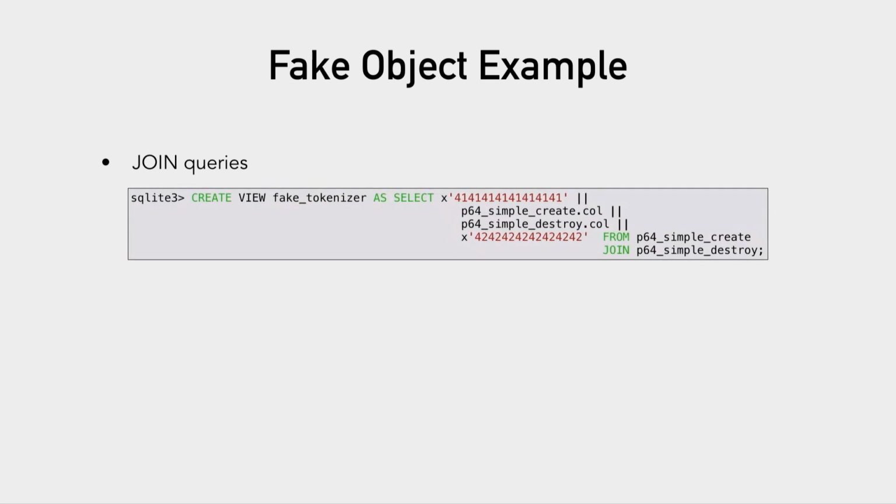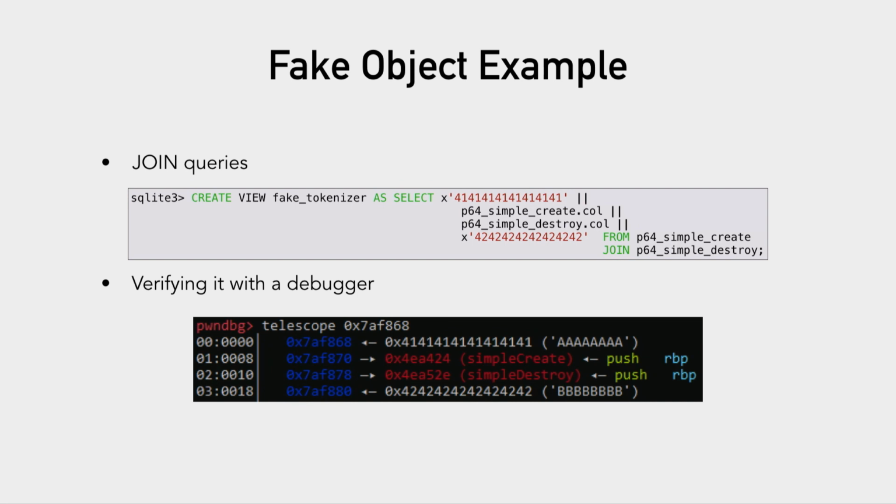So I've used most of my SQL knowledge by now, but I still have one more trick up my sleeve. I remember join queries. So we are going to fake an object using the following join query, right? We can see that we created a view called fake tokenizer, and it's concatenating a bunch of A's and then a packed version of the simple create address and then another packed pointer and then a bunch of B's with a join query. So actually, if we verify it from a debugger, we can see that it works pretty good. The memory section begins with a bunch of A's, and then we have 2 pointers, and then we have a bunch of B's. So we have successfully faked an object in memory using nothing but SQL queries so far.